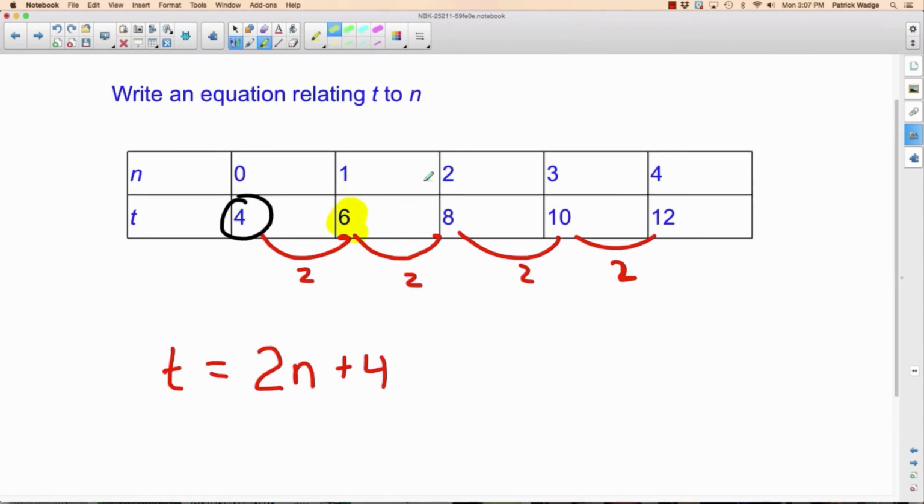Let's try this one now. So this is our first term. So we're going to put 1 into this right here, this n. So we'd have 2 times 1, which is 2, plus 4 is 6.